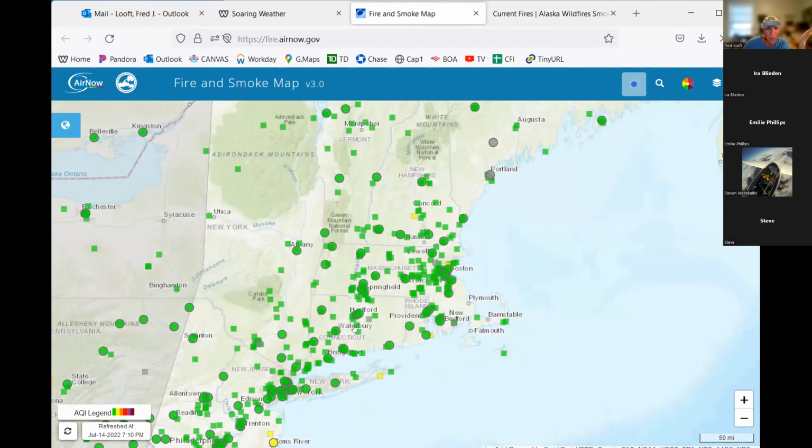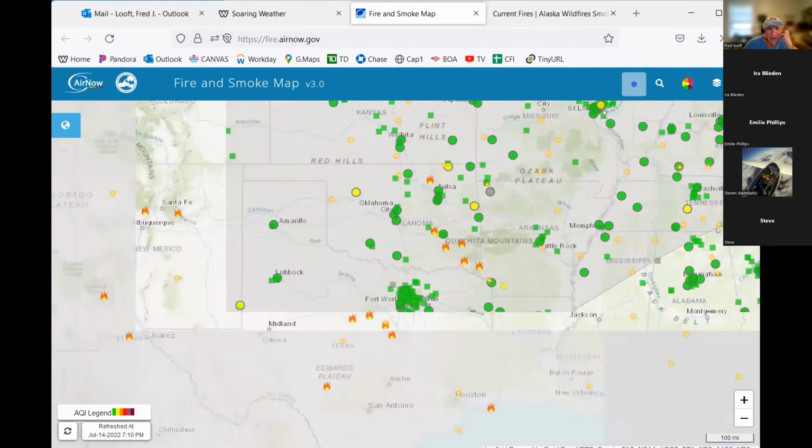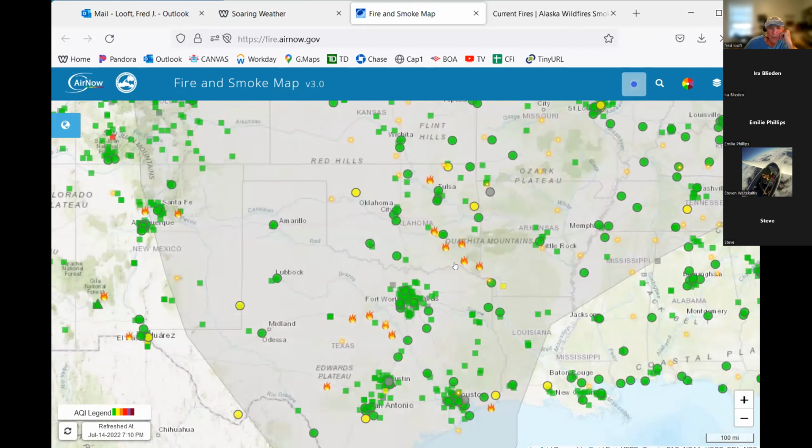And as you can see for New England, it's pretty clean. There's no forest fires, et cetera. And then I got curious and I thought, well, that's interesting. We know there's forest fires out west, and sure enough, here they are. You can zoom in, it'll tell you where the forest fires are.